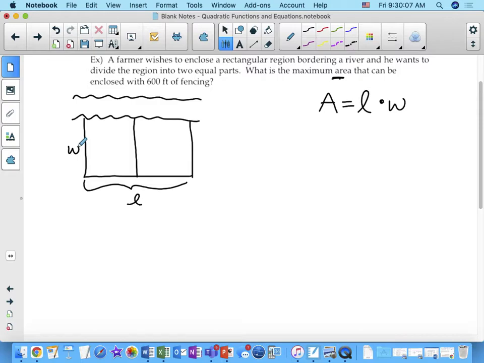Yeah, perimeter, exactly. Okay, now this isn't exactly a sort of typical perimeter, right? Because we're not going to put a fence up against the river. And then we only have one length, but 3 widths. Okay, so we kind of have to make up our own perimeter expression here. But what we know, or equation, is that length plus 3 widths equals 600. Does that make sense?